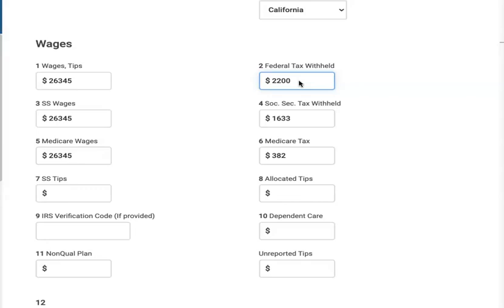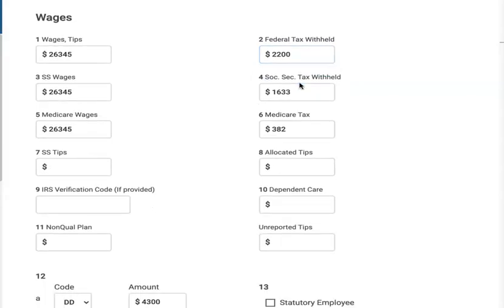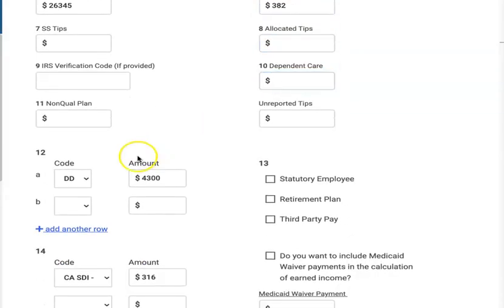As a general rule of thumb, W-2s almost always have withholding. So what else do we have? Box 12, you enter DD, which is the healthcare insurance coverage provided by the employer, $4,300. It's probably a pretty inexpensive policy.